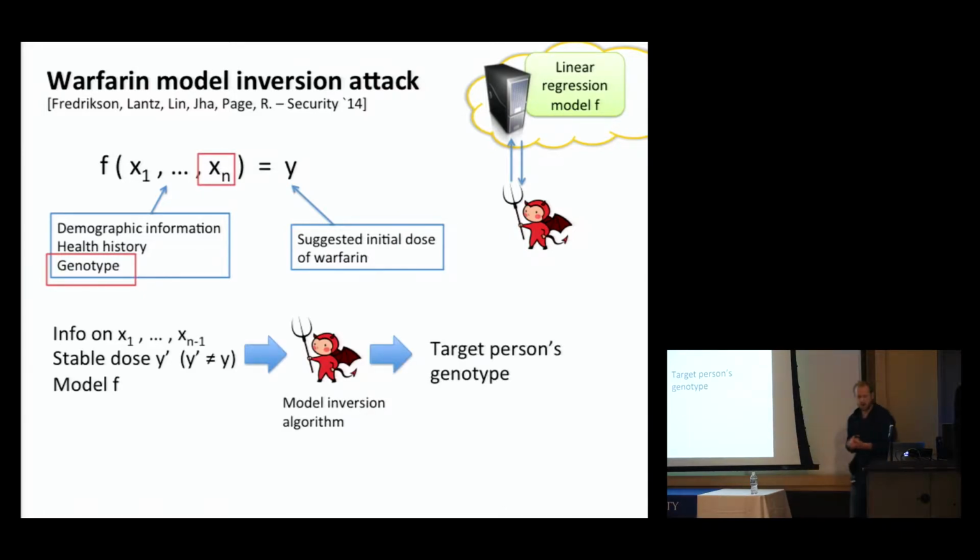We refer to this as model inversion because you're kind of inverting the model to try and figure out an unknown feature from your point of view. In particular, it's an algorithm that not only gets F, but has some information on the other features, the known features, some information on something related to the output Y prime, as well as the model F.